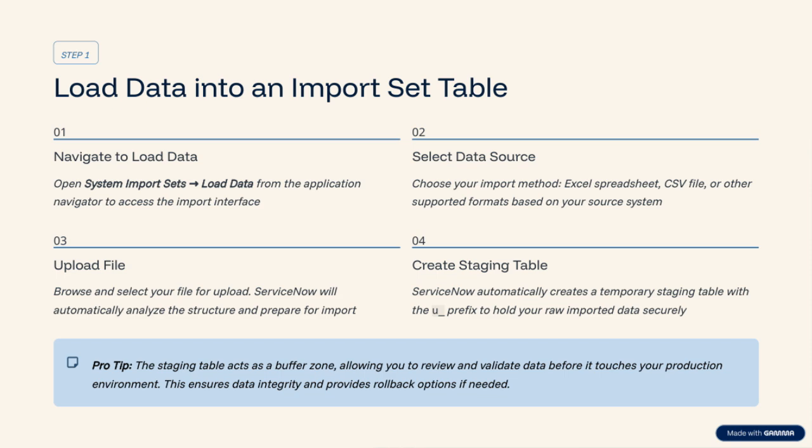Next, let's look at how to create this staging table. You start by browsing and selecting your file for upload. ServiceNow will then analyze the structure of your file automatically and prepare it for import, which saves us a lot of time. Once your file is uploaded, you'll choose your import method, whether it's an Excel spreadsheet, CSV file, or other supported formats based on your source system. This flexibility makes the process adaptable to different data sources.